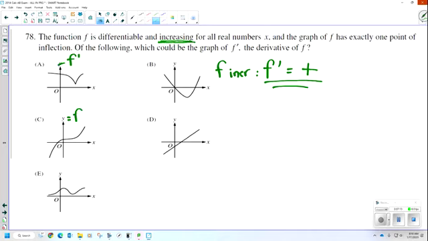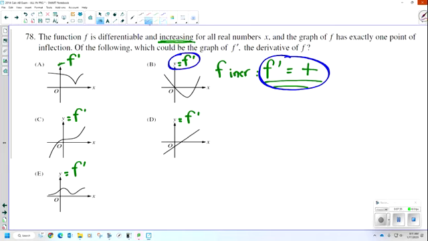I should put an equal sign. I shouldn't cross it out. Okay? So if my first derivative always has to be positive, that means my y value should always be positive because the first derivative is the y value.